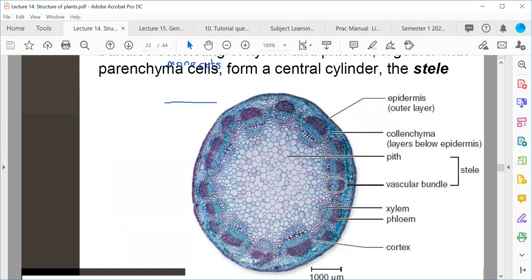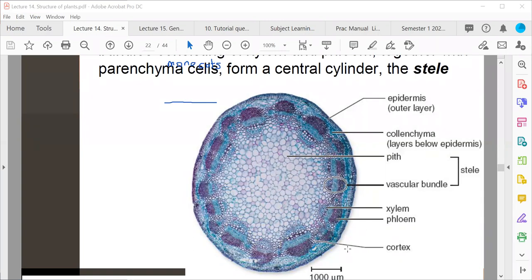The cells to the inside of the stem, these large cells that you can see, they are referred to as pith cells. And the vascular bundles and the pith together form a central cylinder, which is referred to as the stele. Let me move that to the side so you can see that. Okay, and there is the word there, stele. So the pith cells and the vascular bundles together form the stele.